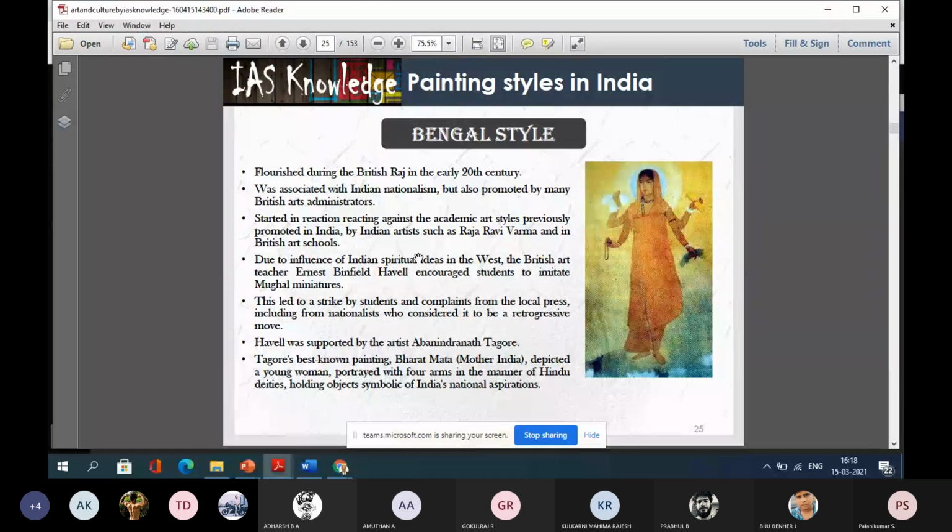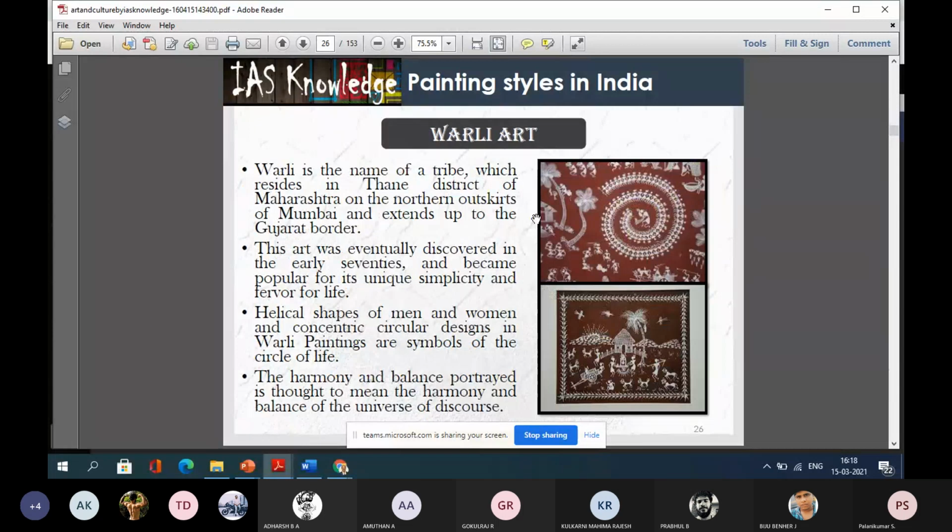Bharat Mata, Mother of India, is depicted as a young woman with four arms in the manner of Hindu deities, holding objects symbolic of Indian national aspirations. That really came from Bengal style paintings. Another one is Warli art.